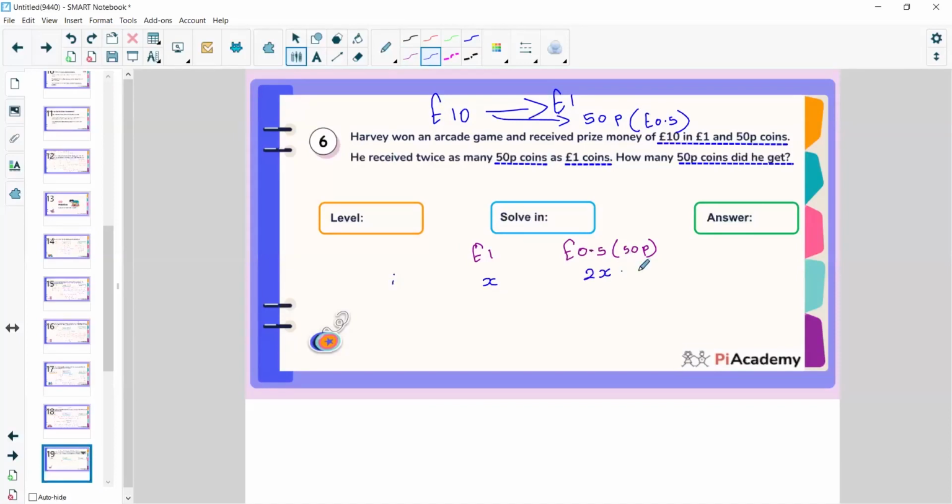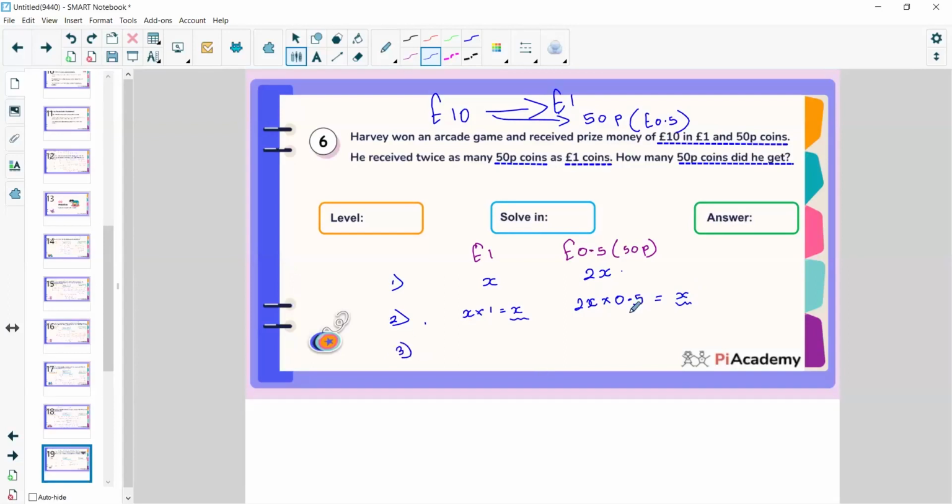Okay, assigning variables. Second step is writing expressions. What is the total value of X number of 1 pound coins? It is X times 1, which is X. And what is the total value of 2X number of 50p coins? It is 2X times 50p, which is 0.5 pounds. So again, 2X times 0.5 is indeed X, right? So this is the total value of 1 pound coins we received, and this is the total value of 50p coins we received.